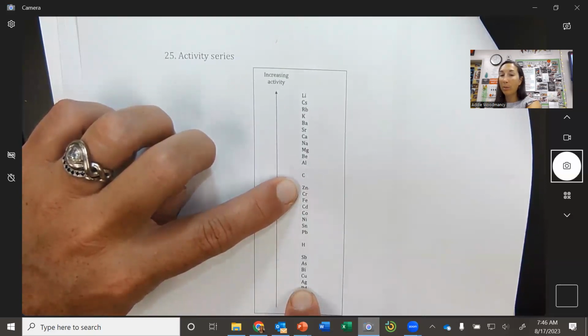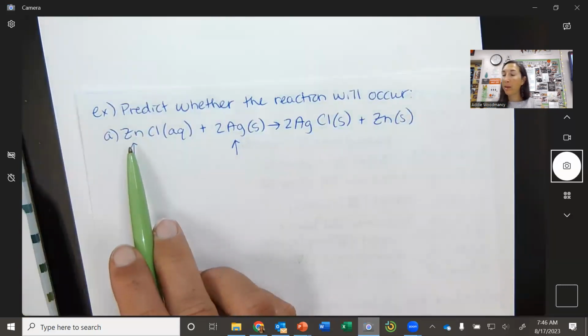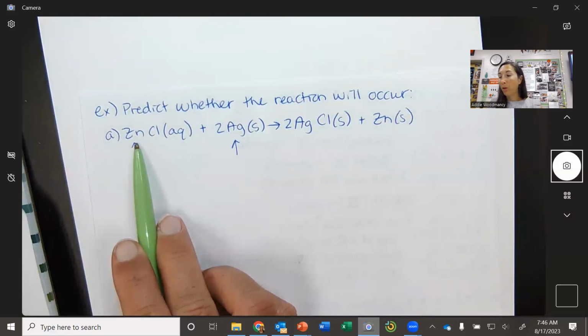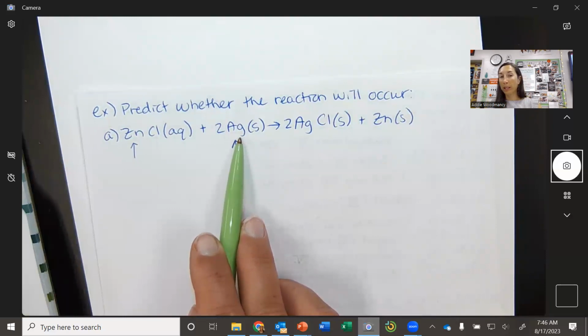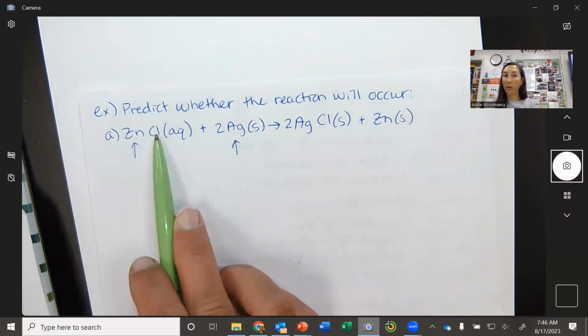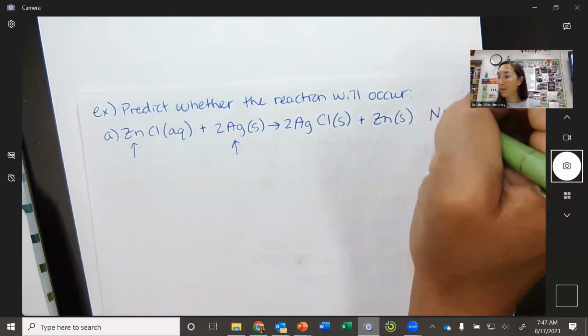So it can replace silver, but zinc is already bonded with somebody. Really it's seeing if the element by itself, silver, is higher on the activity series, it can replace the one that's in the solution. But because silver is lower on the activity series, it is not strong enough to reduce zinc. So this reaction will not occur.